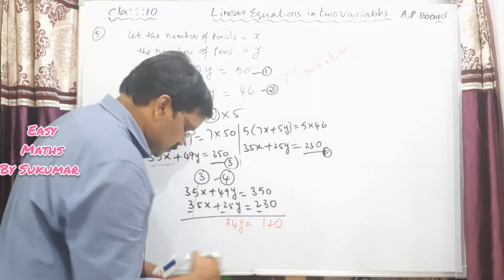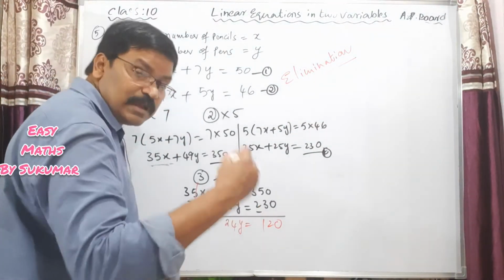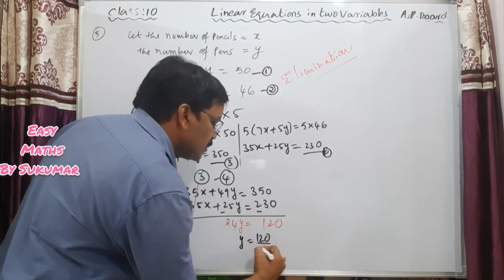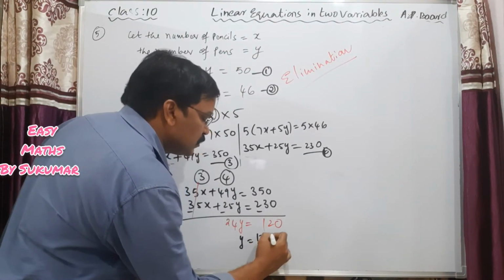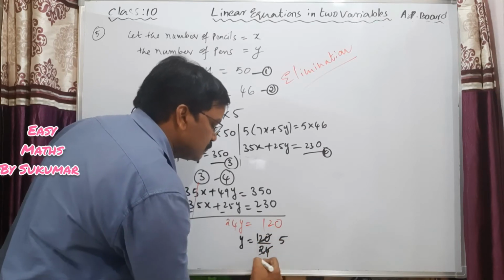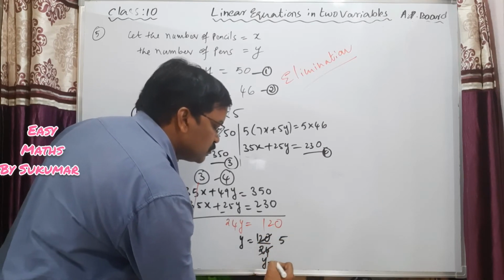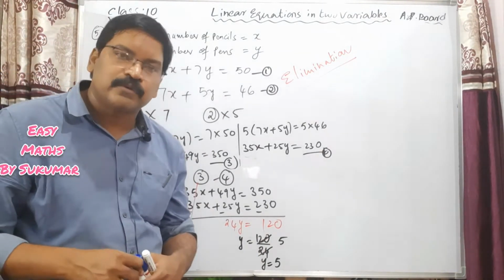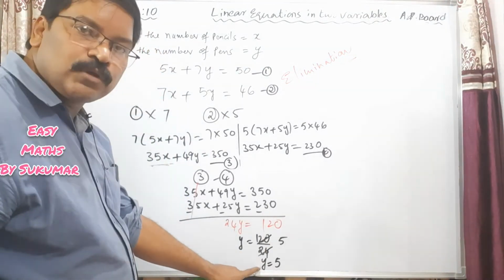So this y is equals to, I use red pen, black pen only. So y is equals to 120 by 24. So 24 in 120, 5 times. So y is equals to 5. So the value of y is equals to 5. So my dear students, we get the value of y.